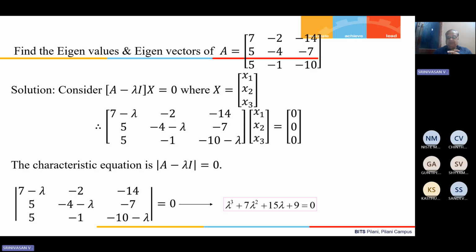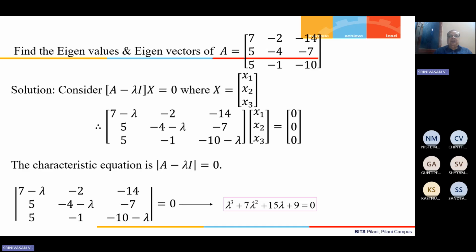So what you do is substitute. One value of lambda is to be found by trial and error method. In other words, you have to substitute a value of lambda which satisfies this equation. That is, when you put lambda equal to 1 or minus 1, something like that, the left-hand side should be equal to right-hand side. That is the meaning of satisfying the equation, isn't it?